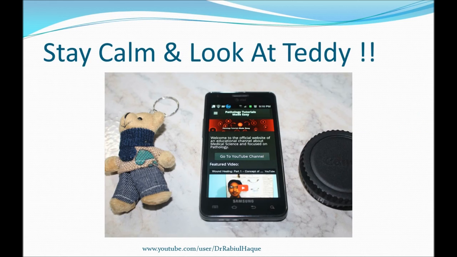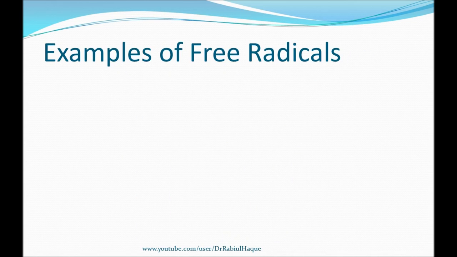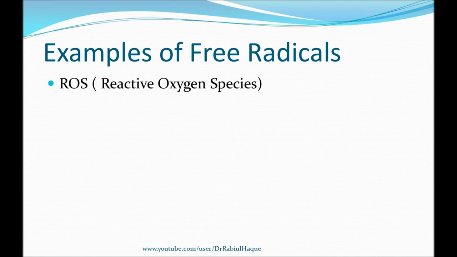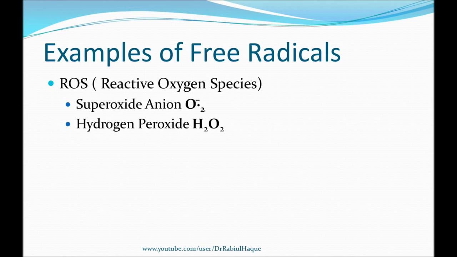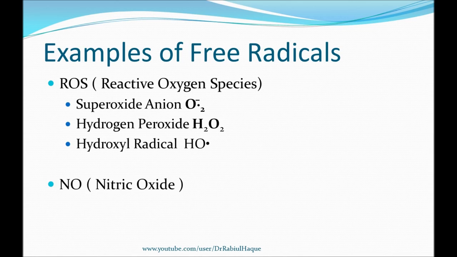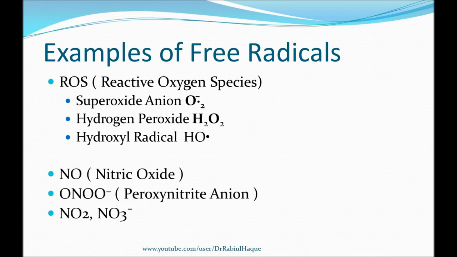So now that we have defined free radicals and mentioned some facts about them, now we will move on and talk about the examples of free radicals. Now I have already mentioned the most common example, and that was reactive oxygen species. Now, among the reactive oxygen species, we will have superoxide anion, hydrogen peroxide, and hydroxyl radical. Other examples of free radicals will include nitric oxide, peroxynitrite anion, nitrogen dioxide, etc.